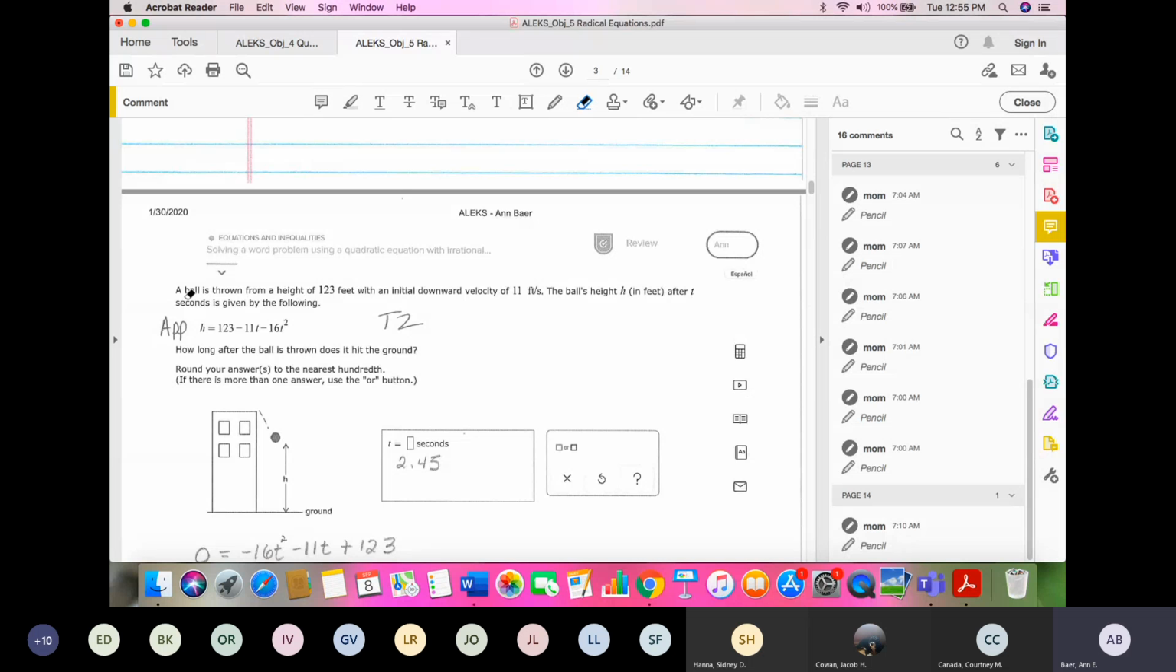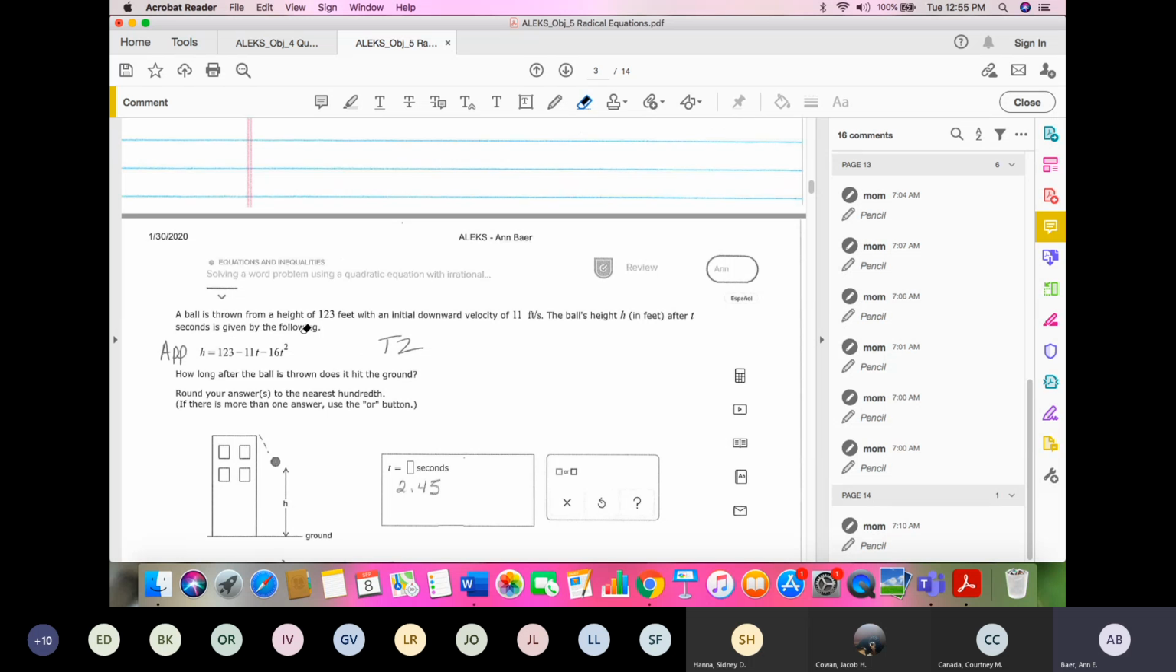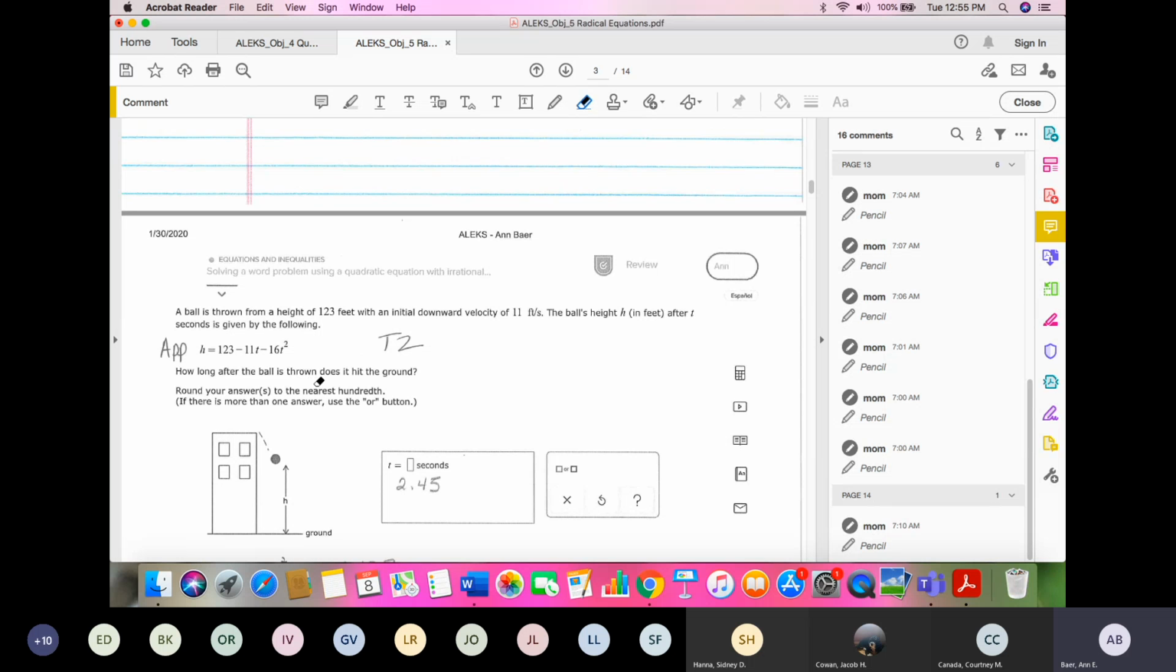So this is sort of seeing the differences you can see in Alex in these different questions from the same topic. A ball is thrown from the height of 123 meters. So whatever this is, a building is 123 meters tall with an initial downward velocity of 11 feet per second. The ball's height in feet after t seconds is given by the following equation here. How long after the ball is thrown does it hit the ground?